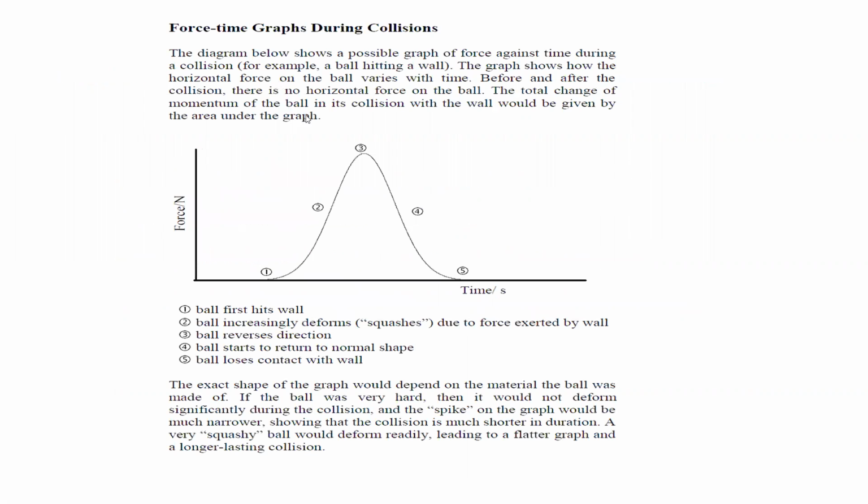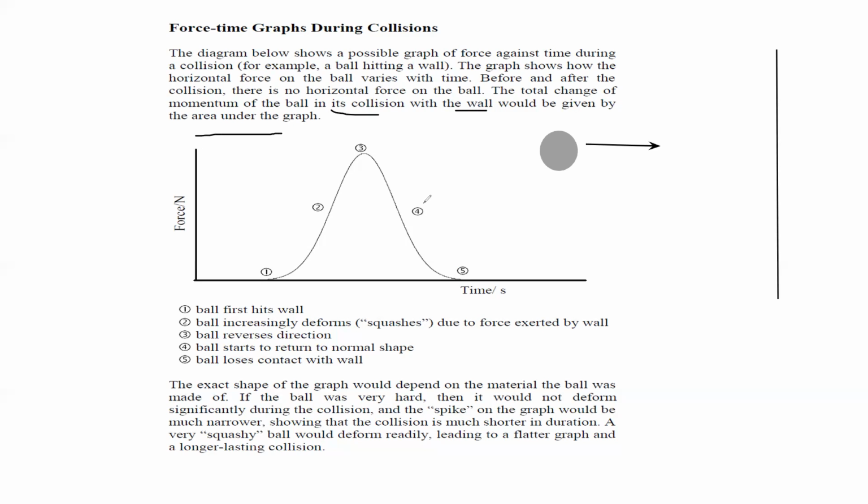So here, this is a graph for force and time during a collision. For example, the diagram below shows a possible graph of force against time during a collision, means when objects are colliding. For example, a ball is hitting the wall. So this is a ball and the ball is moving towards the wall and it is hitting it. Before and after collision, there is no horizontal force on the ball. The total change in momentum in its initial collision with the wall is given by the area under the graph.